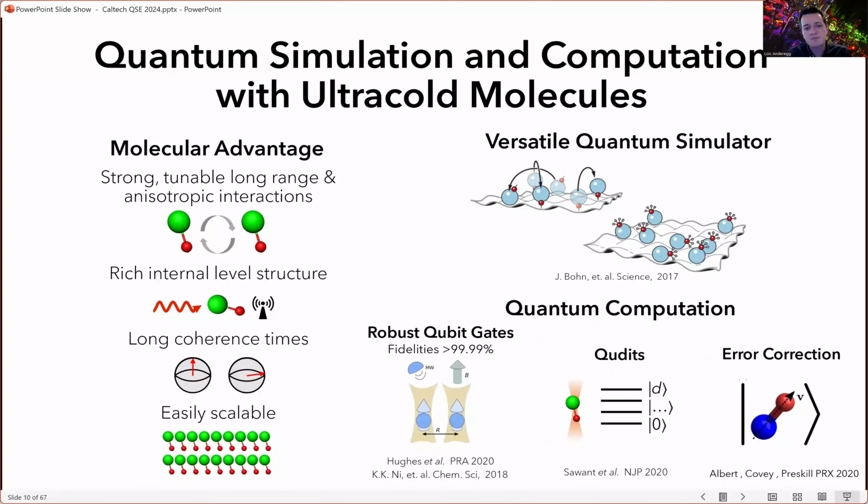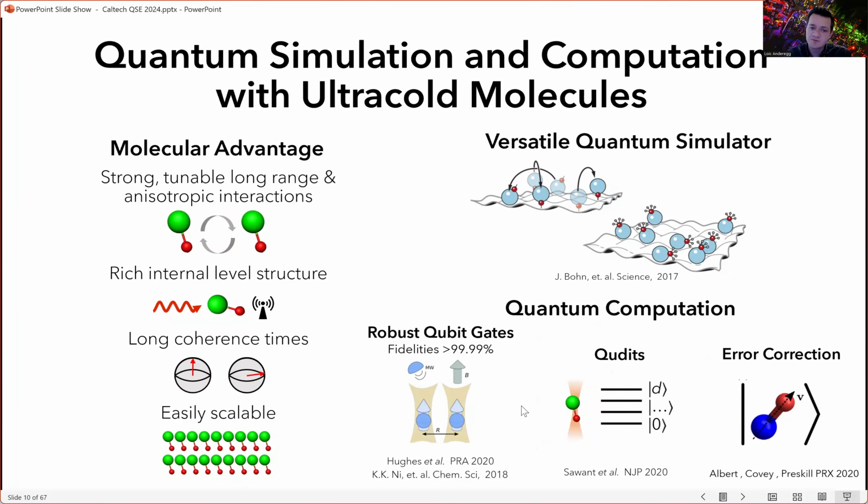The same properties that make molecules very useful for quantum simulation will also make them very attractive candidates for quantum computation. And specifically, people have looked at, for example, loading ultracold molecules into tweezer arrays and found that with fairly reasonable experimental parameters that we hopefully can achieve in the next few years, we should be able to reach gate fidelities of up to 4 nines of fidelity.